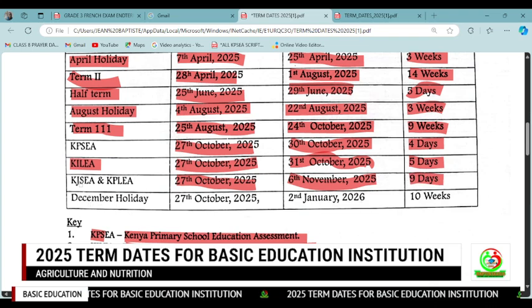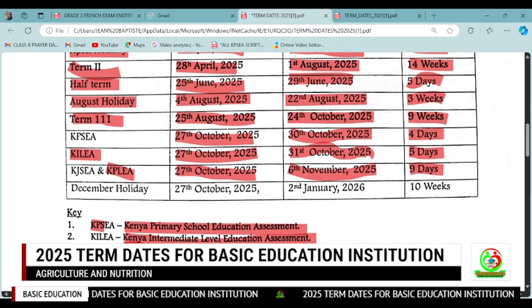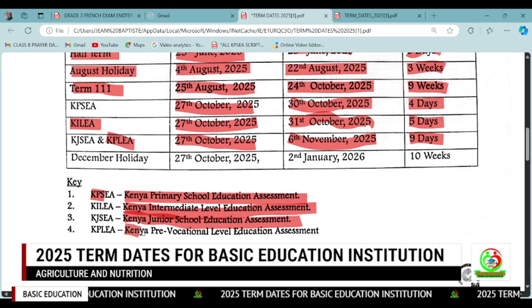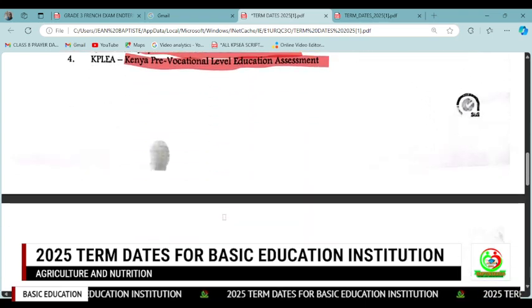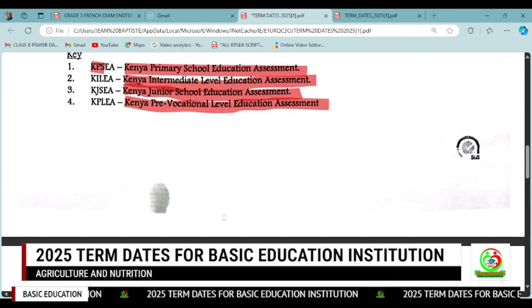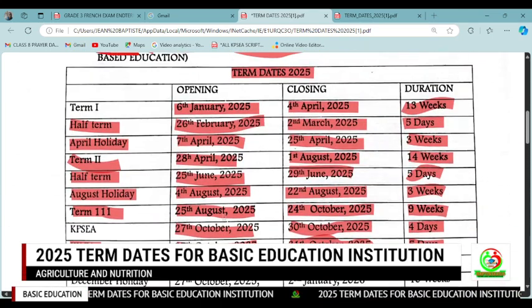From there we shall proceed to the December holiday. The other one that I've not talked about is KPLEA. KPLEA stands for Kenya Pre-Vocational Level Education Assessment. It begins on the same date. That's all about the primary side, primary school.